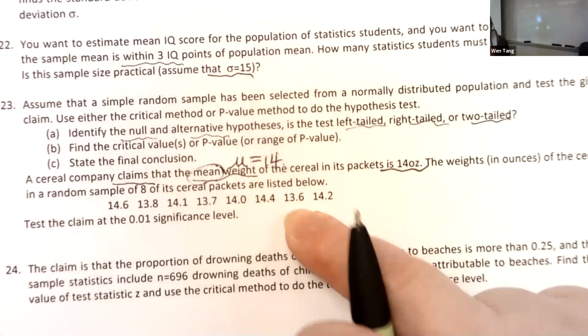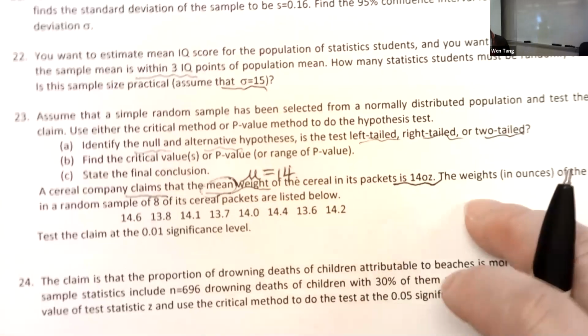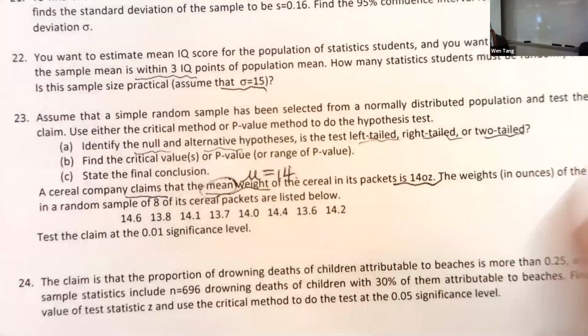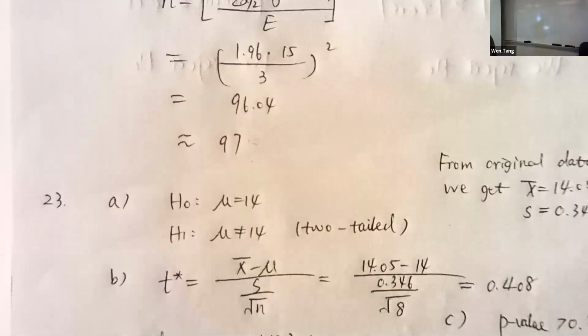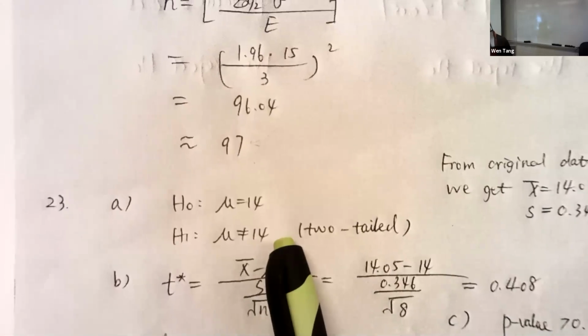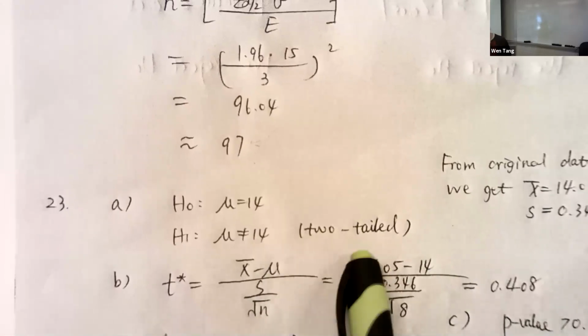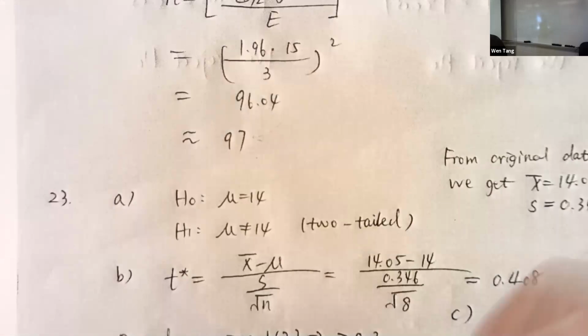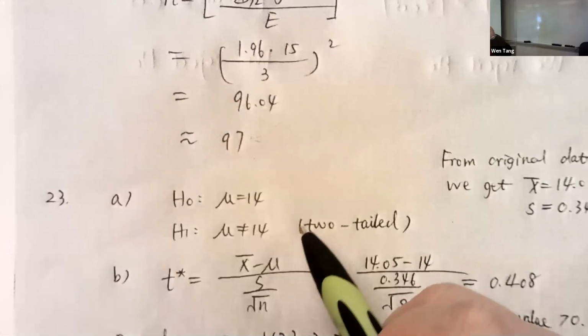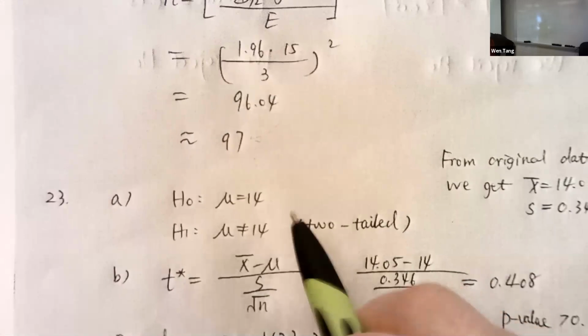Here, from the original question, we do not have any words that tell us the direction, like greater than, less than, at least, at most. Which means we do not know the direction. So we will pick not equal to as our alternative, because we do not know the direction. So we should do both sides. So it's a two-tailed test. When you have a two-tailed test, I prefer you write two-tailed next to your alternative to remind yourself.